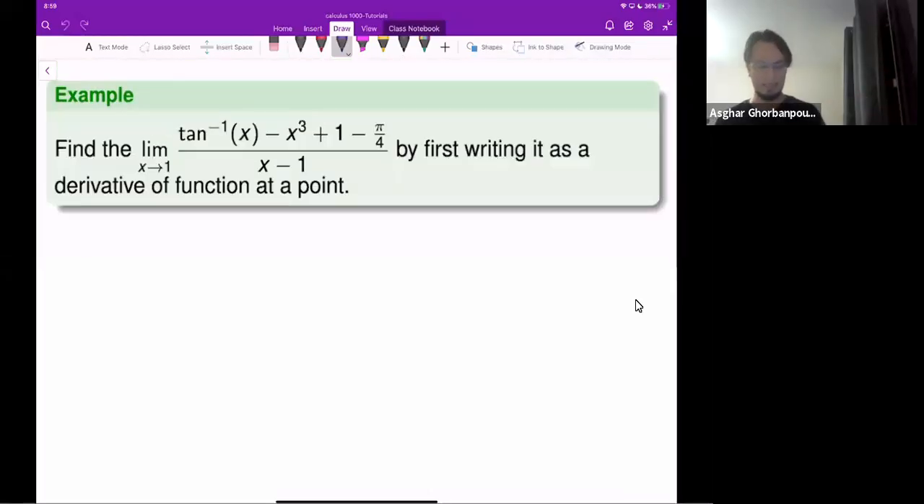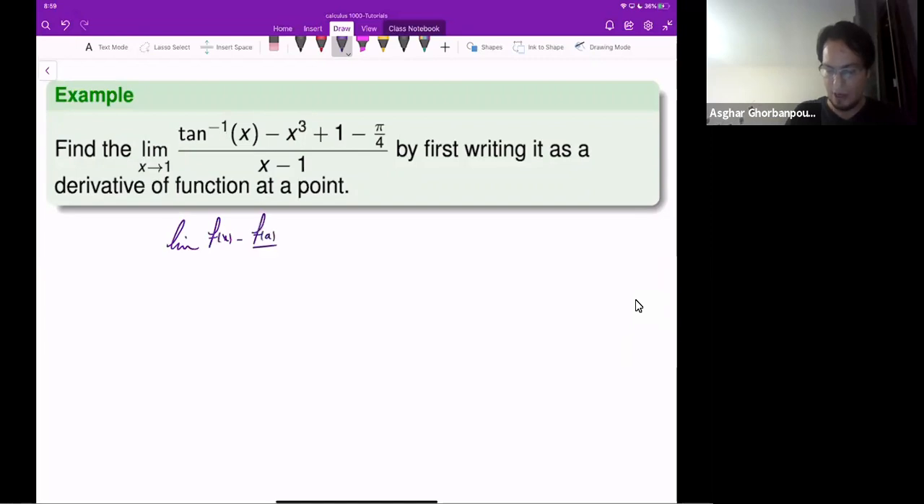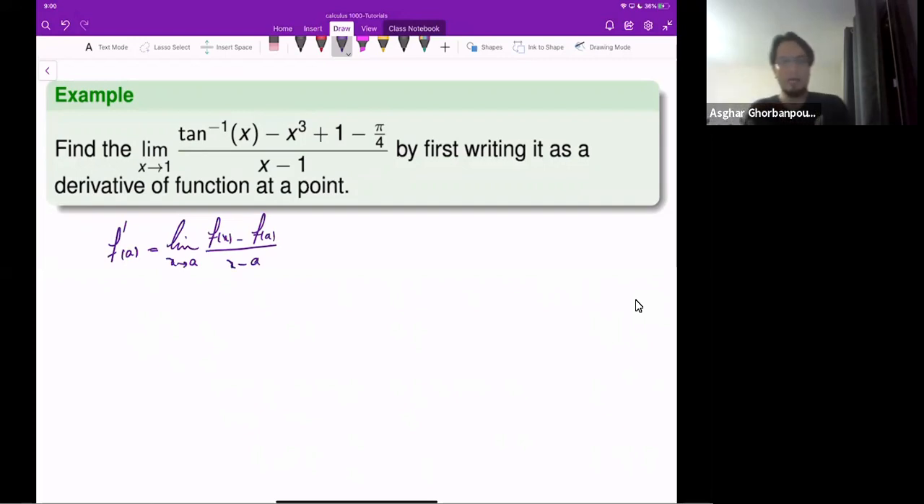Okay, find the limit by first writing it as the derivative of a function at a point. Remember that if you have a differentiable function, the limit of f of x minus f of a over x minus a as x goes to a is the derivative of that function at that point. How is this going to help? Remember that we found the derivatives by using this definition here. Now, we are going backward.